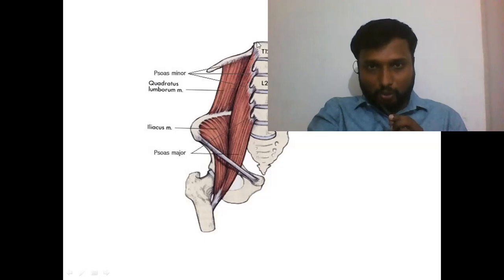Or upper border. See, the tip of the cursor is now on the upper border of the T12. Now it is on the lower border of the T12. So the upper pole of the kidney lies at the level of the upper border of T12. Approximately it will come like this. Now the lower end of the kidney lies at the level of L3, the middle of the L3 vertebra. So that point is also clear.